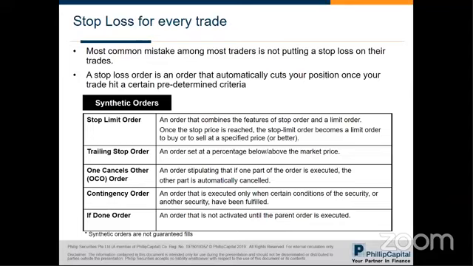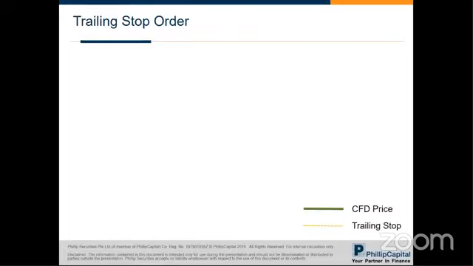For most cases, you want to do cut loss. I think the first three will be good enough: stop limit order, trailing stop, and one-cancels-other order. So what is a trailing stop?